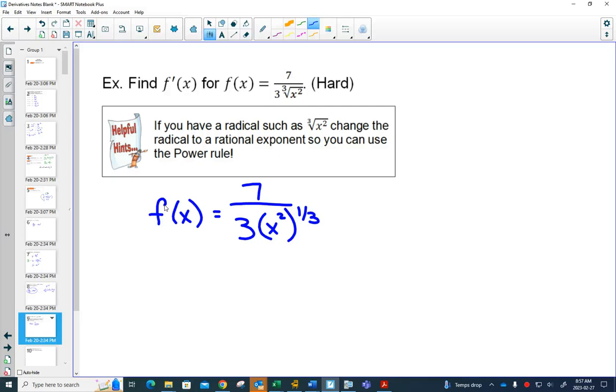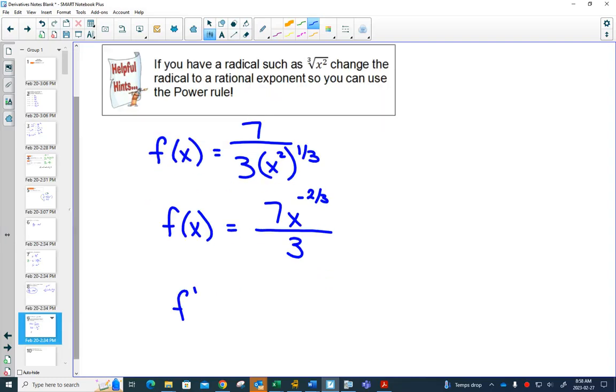And now I'm going to take another step, and I can move that 2/3 to the top with my negative exponent. And this is the hard one. So that was the hard step. We had to do a little bit of rearranging to get that power to the top.